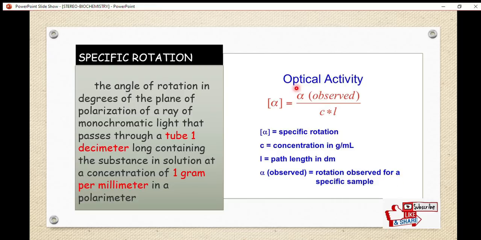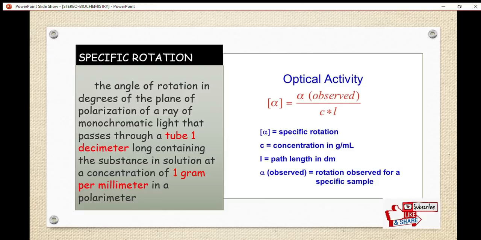Okay, so this is optical activity. That's how we measure the optical activity of a solution. All right, and remember the concentration is in gram per mL, and the length is in decimeter. All right, and the angle is measured in degrees. So take notes of those measurements and the units as well.